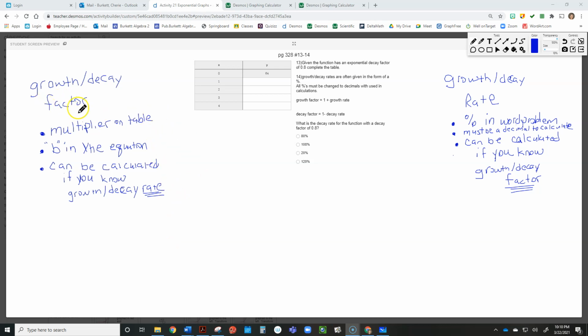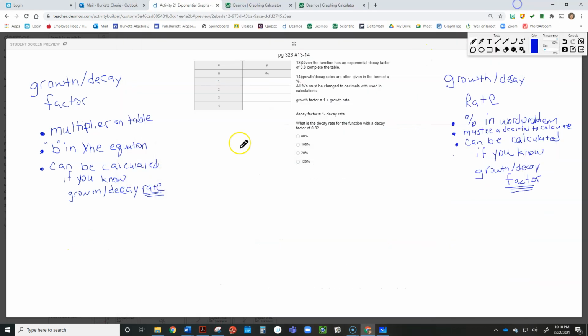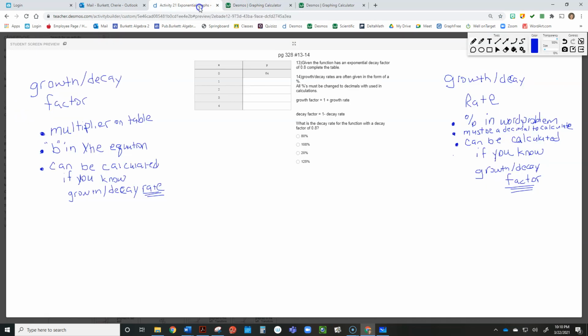I do want to show you that it talks about these in your textbook. Right here, it talks about the exponential decay factor being a number that's between 0 and 1. It's usually going to be a fraction, or it could be a decimal. And the growth factor is going to be a number that's bigger than 1. I remind you here that it's the multiplier. It's going to be the multiplier on your table. And again, I'm going to show you that over here in just a second.